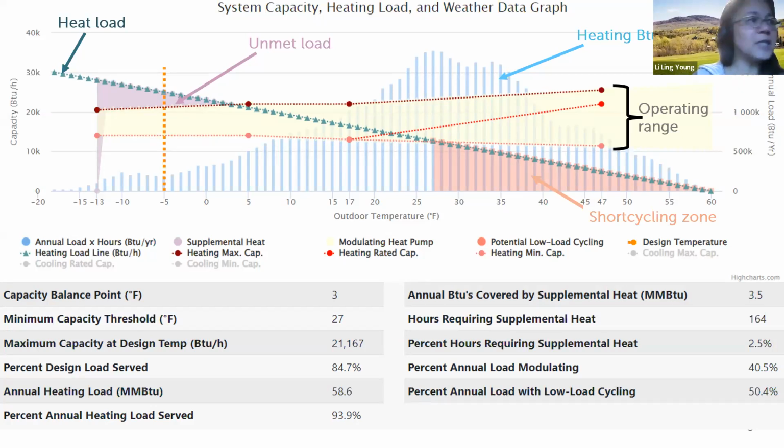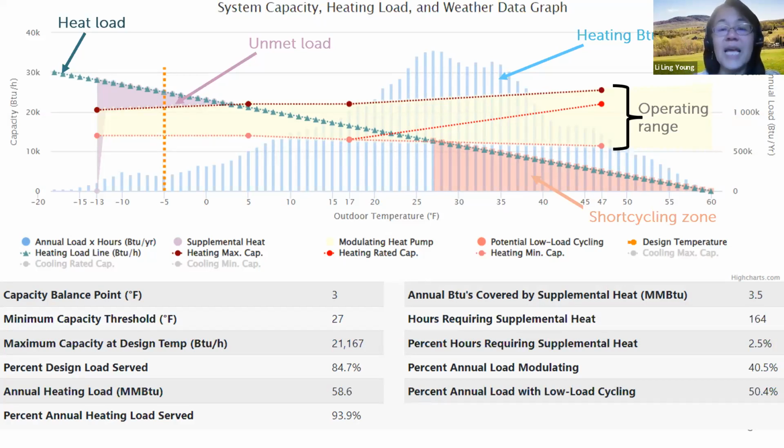There's a bunch of information there that I have some notes about, but because my computer is kind of freaking out here, I can't find my notes. But I think the most important thing here, well, actually, let's look at the bottom right. So the percent of annual load with low cycling. When they say annual load, what they mean is your cost, the BTUs that you're expending to heat the space. 50% of that is happening when the heat pump is not able to operate comfortably within that yellow band. And this is bad.